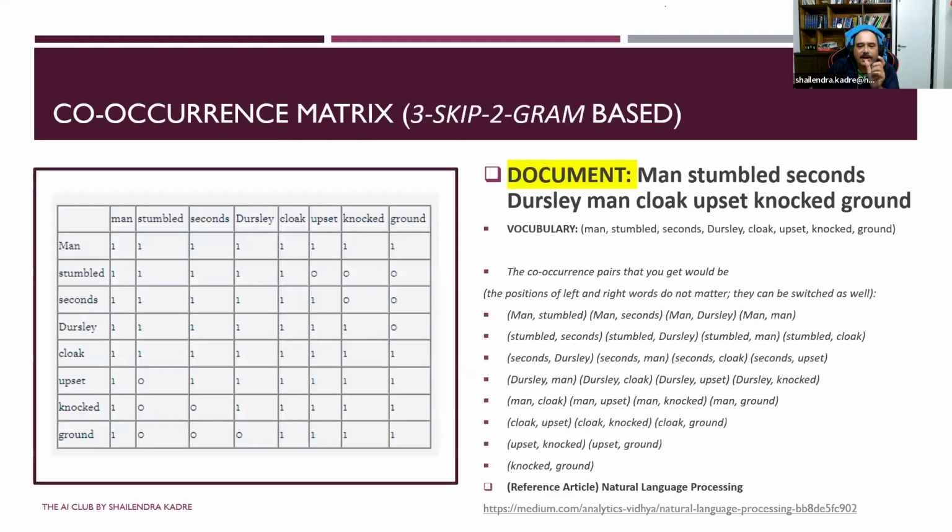Now consider this particular document, which is highlighted in yellow: man stumbled seconds, dashle man clock upset knocked ground. It is some sentence which at least is not making any sense to me, but this sentence has been given. So assume that this is a sentence which is making sense. It is some valid sentence. So this is our sentence.